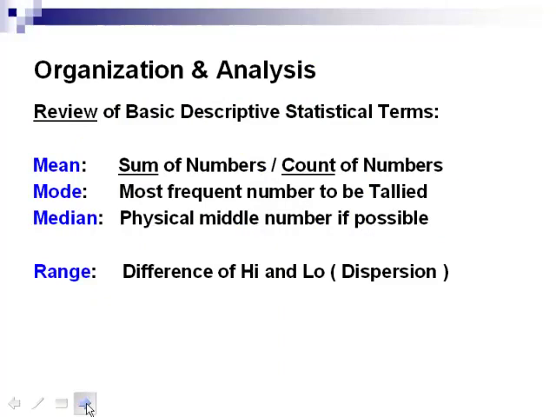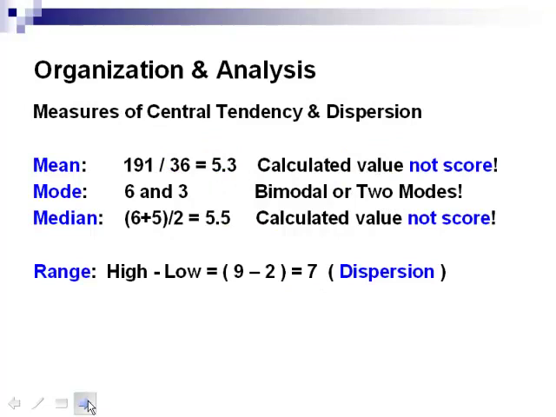calculations. Let's review now the basic descriptive definitions for mean, mode, median. Sum up the numbers, divide by the count. Determine the most frequent by your tallies, and then determine the physical middle if possible. And of course the range would be the difference between the high and the low. Okay, those are the definitions. Now here are our calculations.